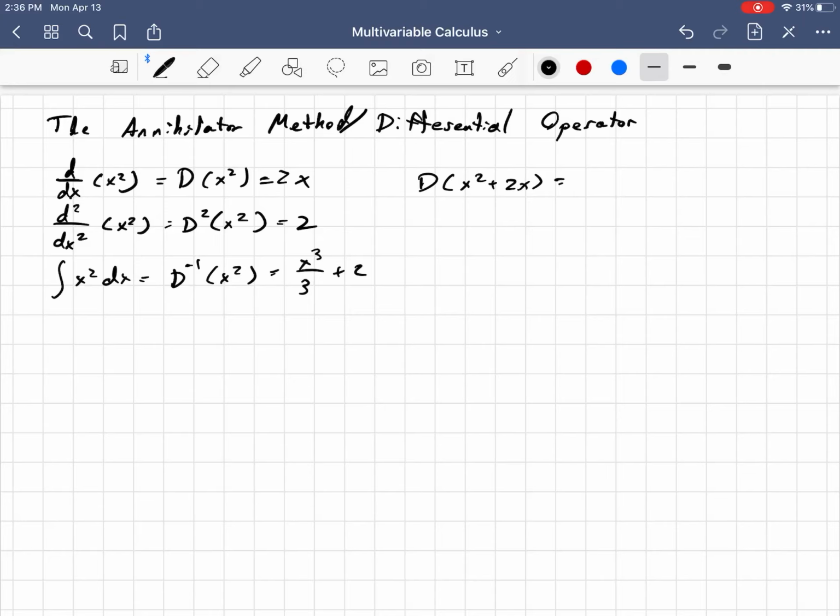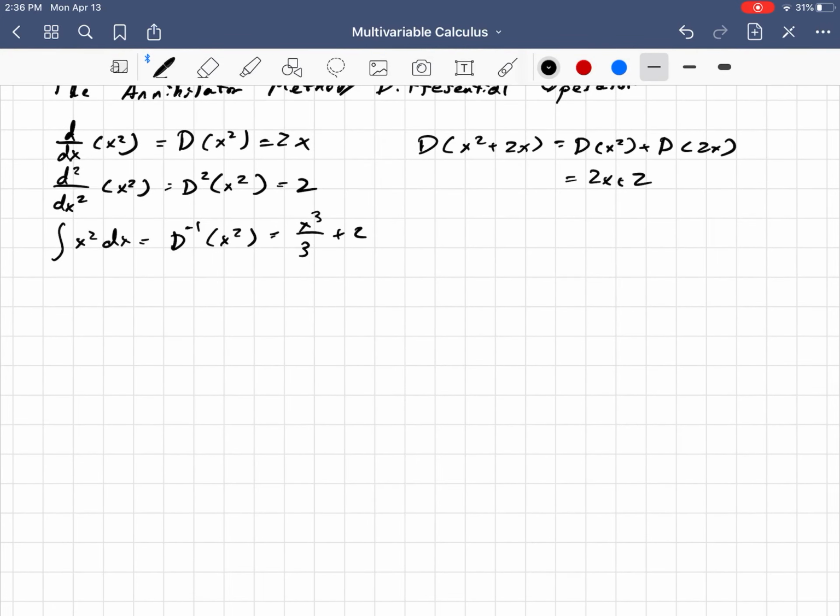So we say that the differential operator is linear. In other words, if I have D of x squared plus 2x, that's D of x squared plus D of 2x, which is 2x plus 2, either way. That's what we mean by linear differential operator.